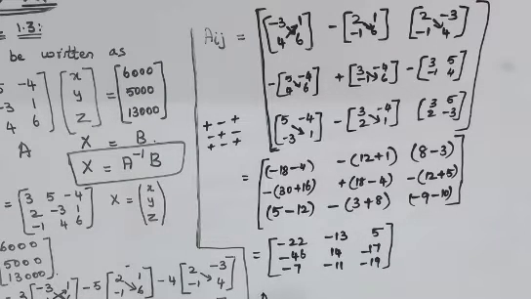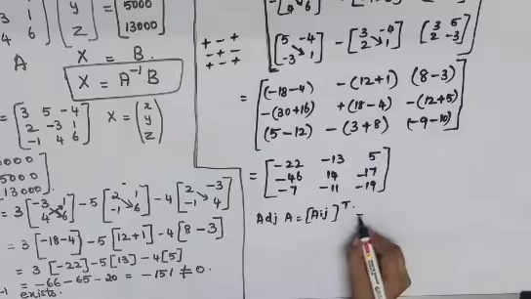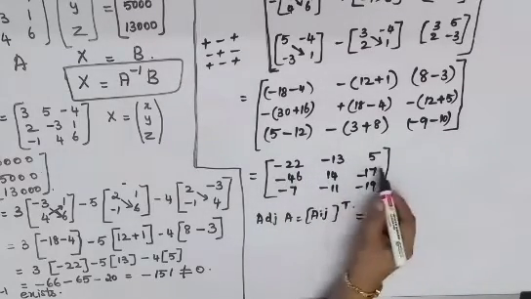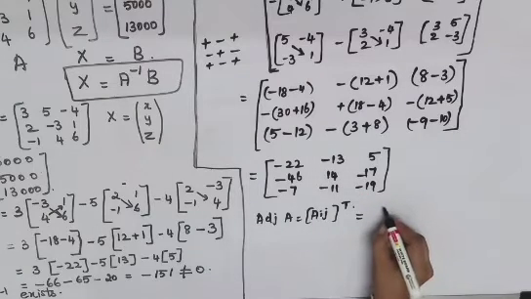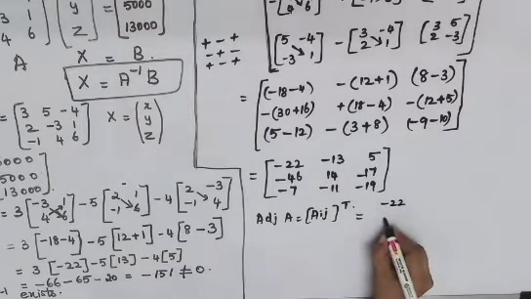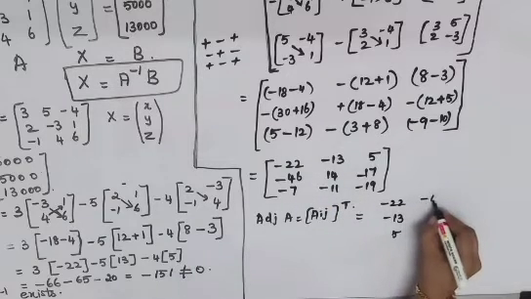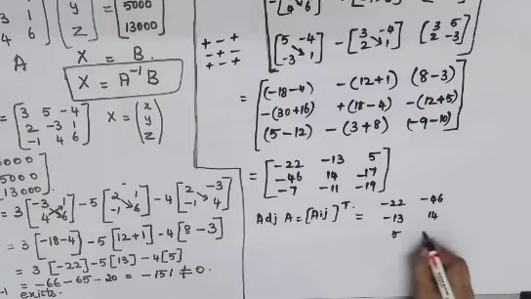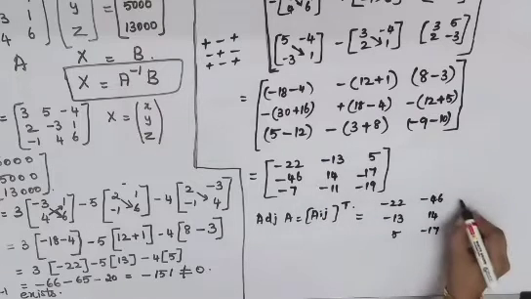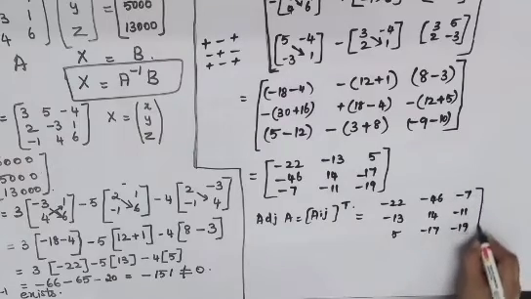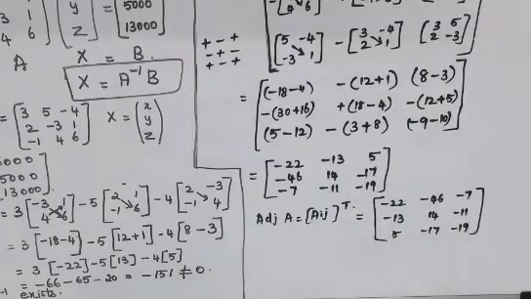Now you will have to find the adjoint of A, that is equal to Aij, the whole transpose. So that is equal to the transpose of this Aij, you will have to write it. Rows to column, you will have to convert it. First row to first column: minus 22, minus 13, 5. Second row to second column: minus 46, 14, minus 17. Third row to third column: minus 7, minus 11, minus 19. So this is your adjoint of A.